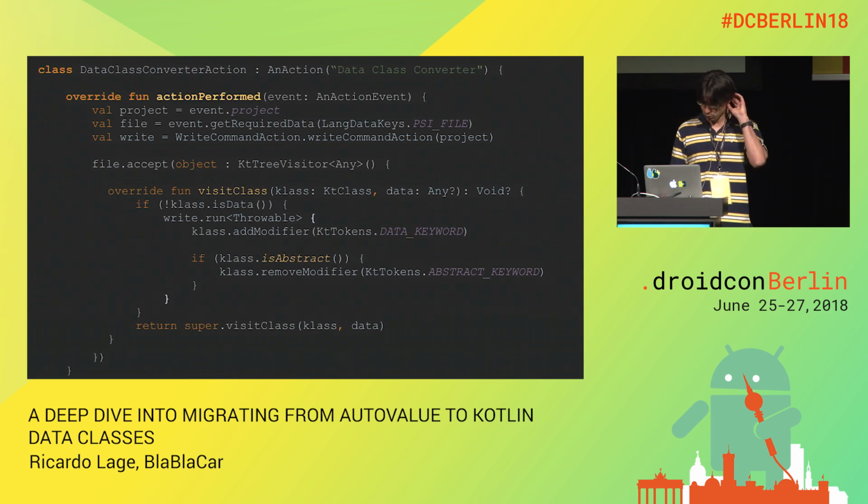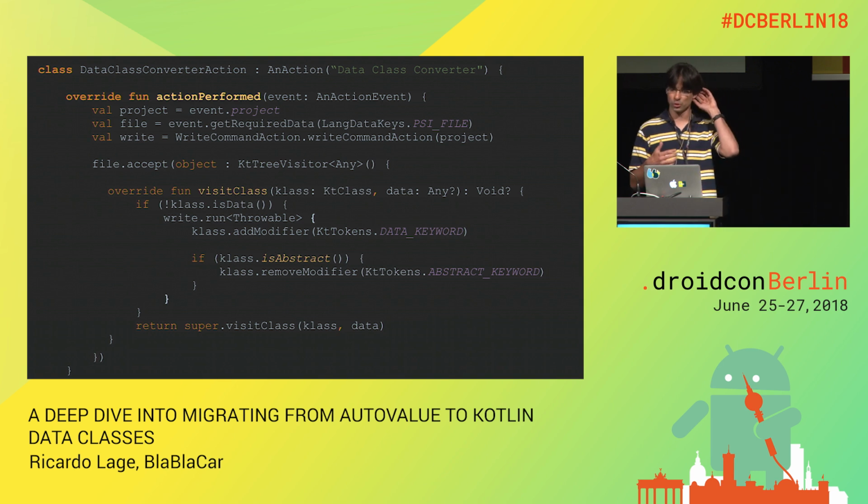So in our case, we want to convert from abstract class to a data class. What we do here then is check if it's not a data class, and again, we're simplifying things here, we're not doing all the checks we should if we're publishing this plugin on IntelliJ. And if it's not, we can add the modifier data keyword to make it a data class. And if it's abstract, we remove the abstract keyword.